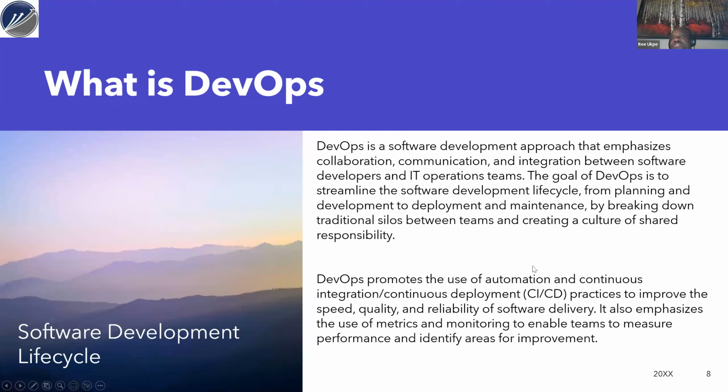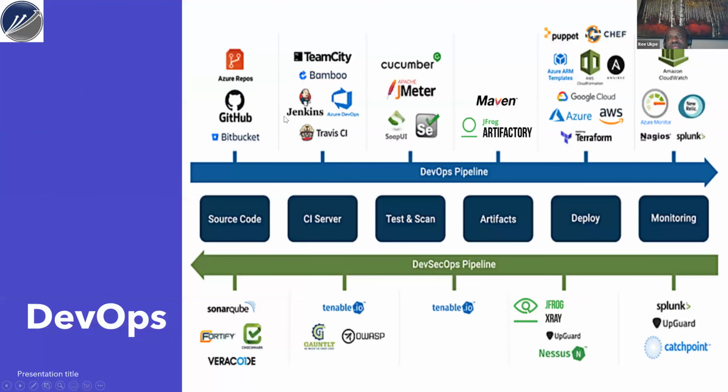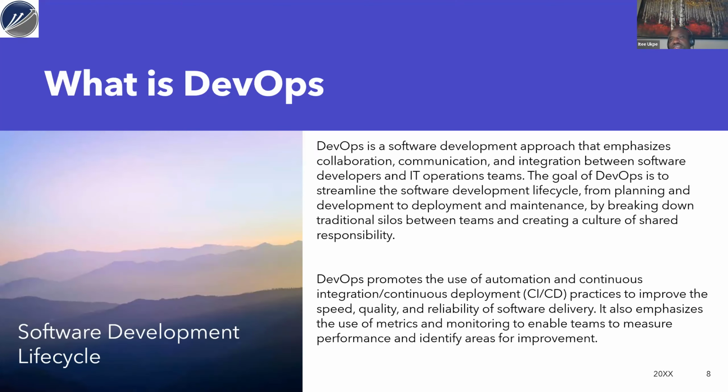So the goal of DevOps is to streamline the software development lifecycle from planning and development to deployment and maintenance by breaking down traditional silos between teams and creating a culture of shared responsibility, right? It's a culture of shared responsibility. So DevOps promotes the use of automation. That's what I was telling you about. The key automation tool, like I showed you here, is Jenkins. This is the one that we will be using. We call it a continuous integration tool. This is the main thing. This is the main collaborator that brings all other tools together, right?